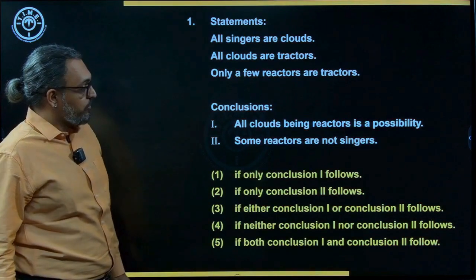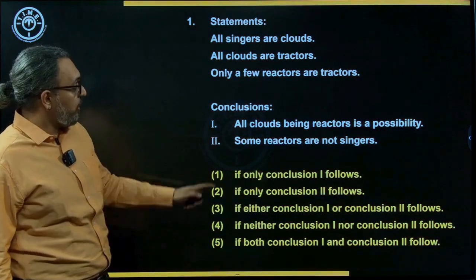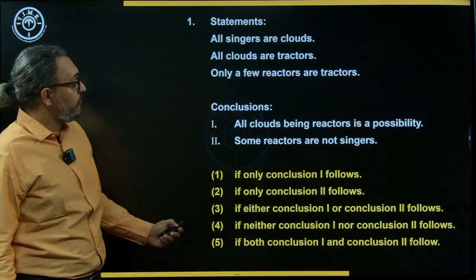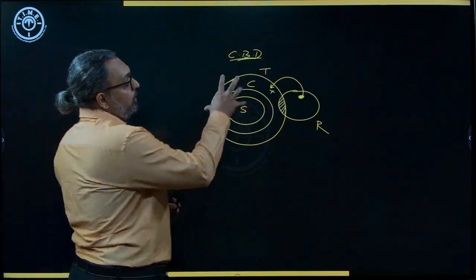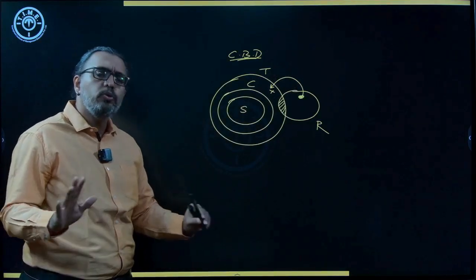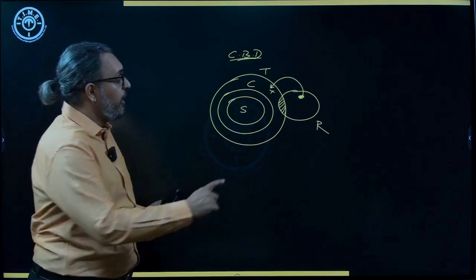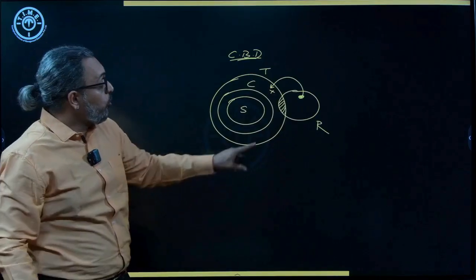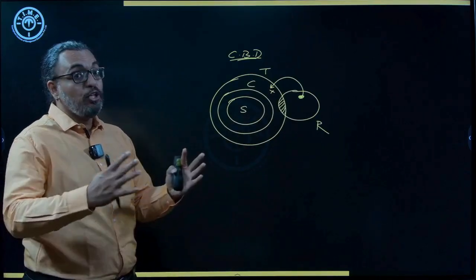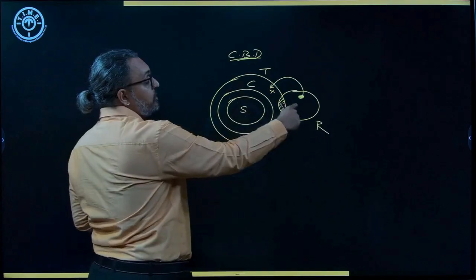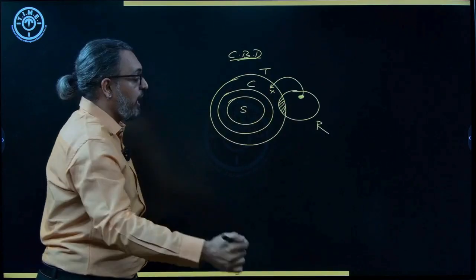Now, the conclusions. Now, we have a possibility. Let us check. All clouds being reactors is a possibility. Can I take it? You can take it, no problem. Why? Because there is already a tractor-reactor overlap. Now, don't go by the size of the overlap. The size of the overlap can be increasing or decreasing, because ultimately my original relation is what? Only a few reactors are tractors.